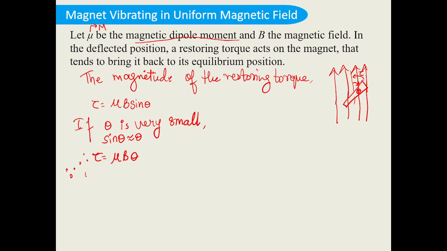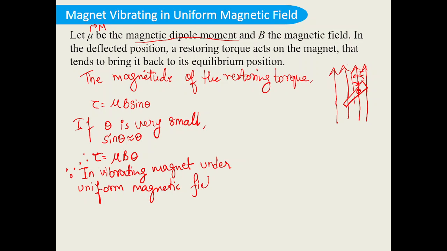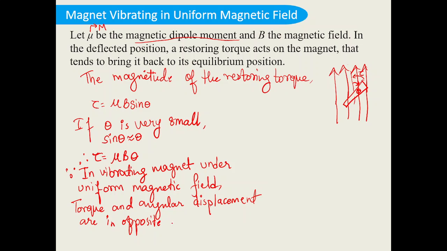So since, for a vibrating magnet under a uniform magnetic field, the torque and angular displacement are in opposite directions, therefore the value of torque is tau equals minus mu B theta.